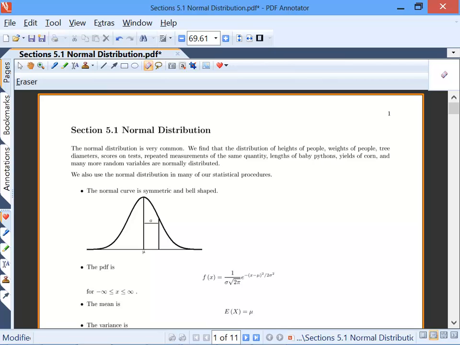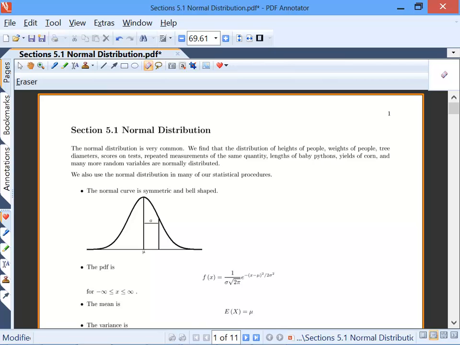This is section 5.1. It's the normal distribution. And the reason it's the most important is because it is very common. We see it all the time in nature. Anytime you have the heights of people or weights of people, tree diameters, scores on tests, repeated measurements in a lab experiment, like lengths of anything, most of these things end up being normally distributed, or at least close to normally distributed.